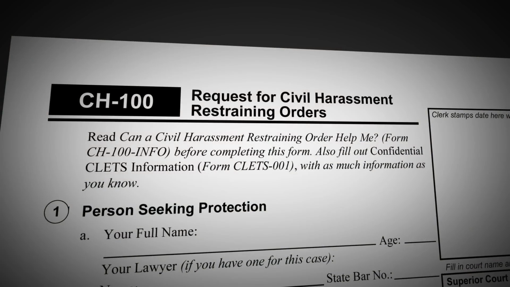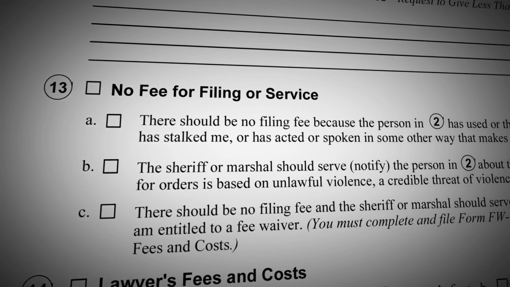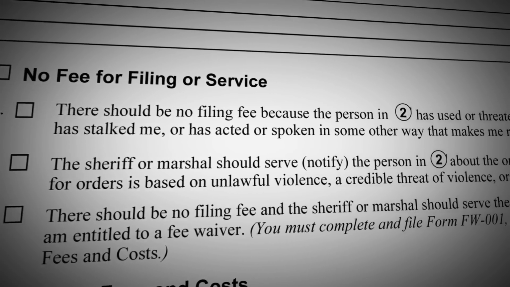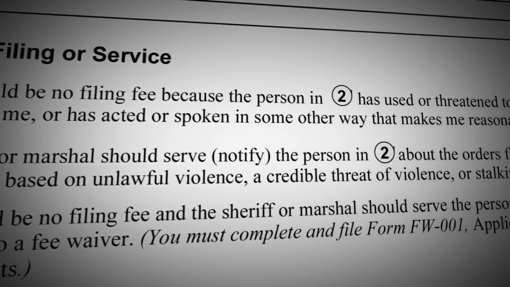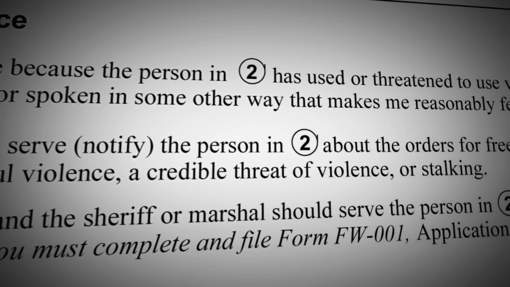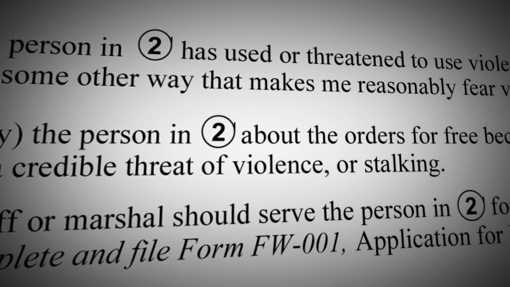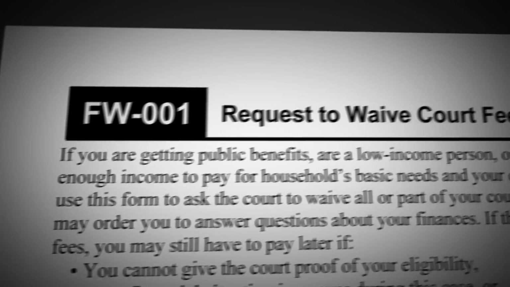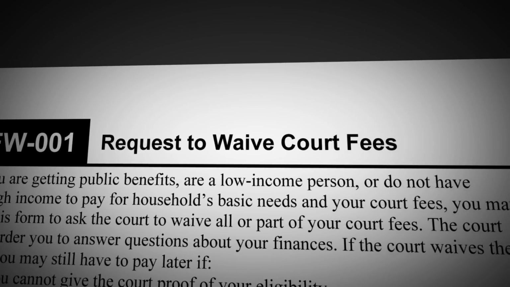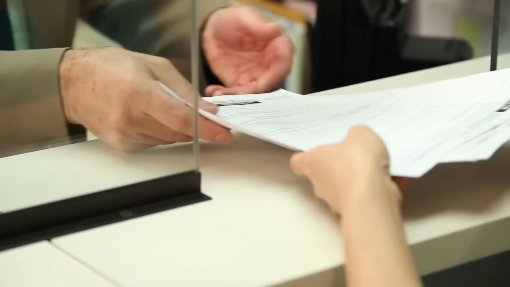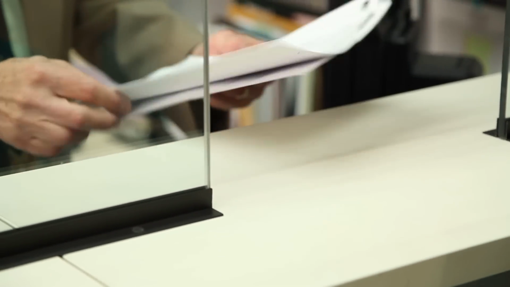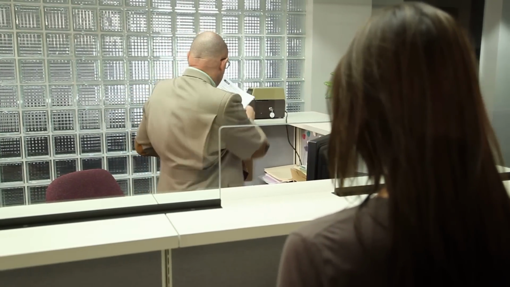You will not need to pay a fee if your Form CH-100 says you are asking for a restraining order because the restrained person committed or threatened violence against you, stalked you, or acted in another way that made you reasonably fear violence. If you are requesting the restraining order for another reason and you cannot afford to pay the filing fee, you can file Form FW001, Request to Waive Court Fees. When you file your papers and pay any fees that are required, the court will open a civil harassment case.